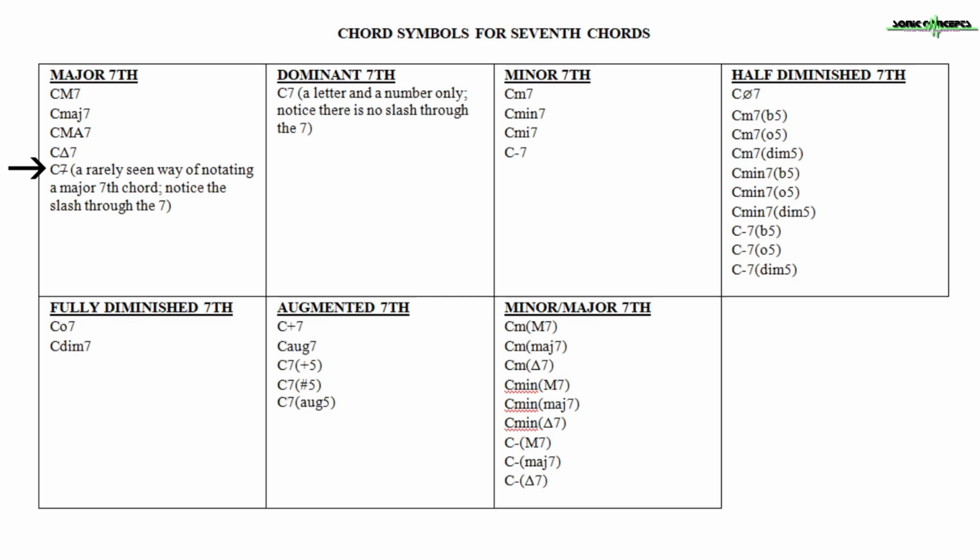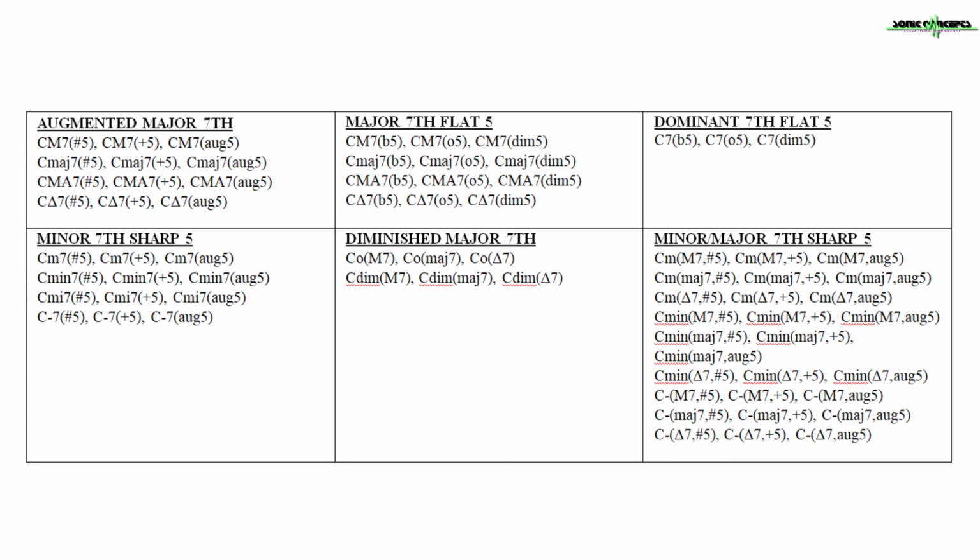This is a rarely seen way of notating a major 7th chord. Notice the slash through the 7th. This is different than a dominant 7th, which has a letter and a number only. Notice there is no slash through the 7. And here are the chord symbols for the additional 7th chords I mentioned in the last episode.